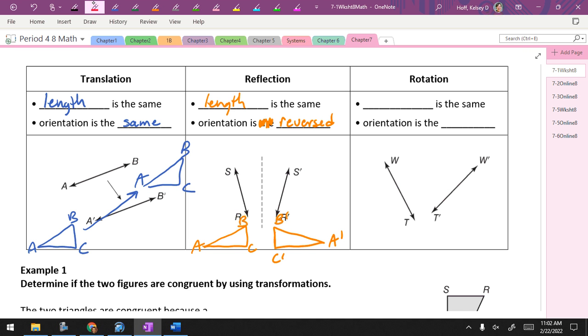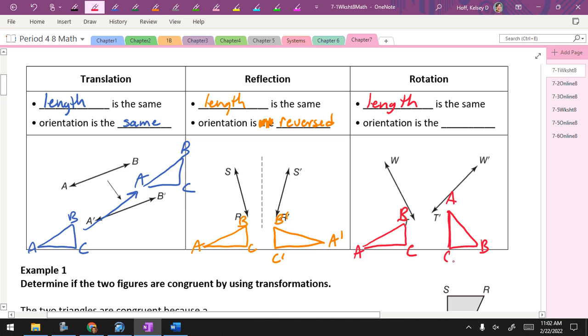On a rotation, same thing, same size, same shape. Your length is the same. If I draw that same ABC triangle, if I rotate it to look like this, and I start at A and I work my way clockwise, where does it go to? Then, so does that change?